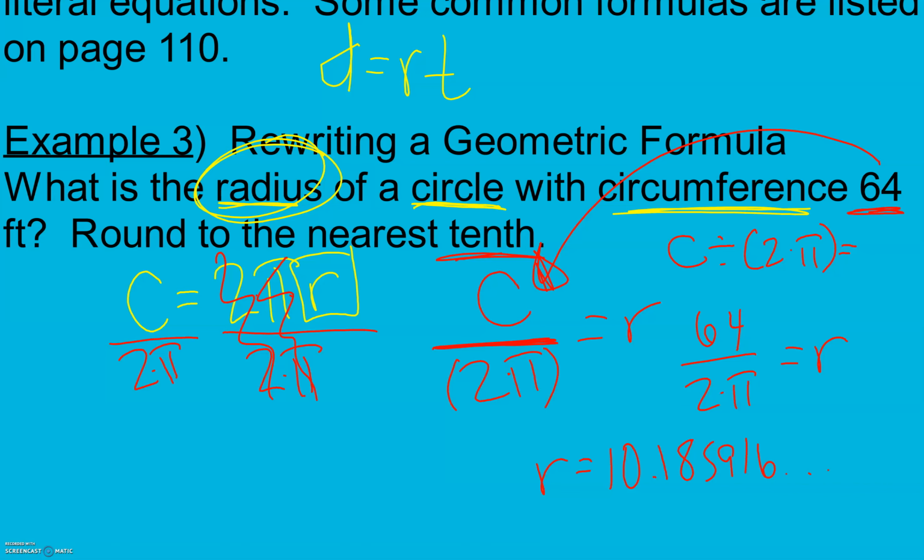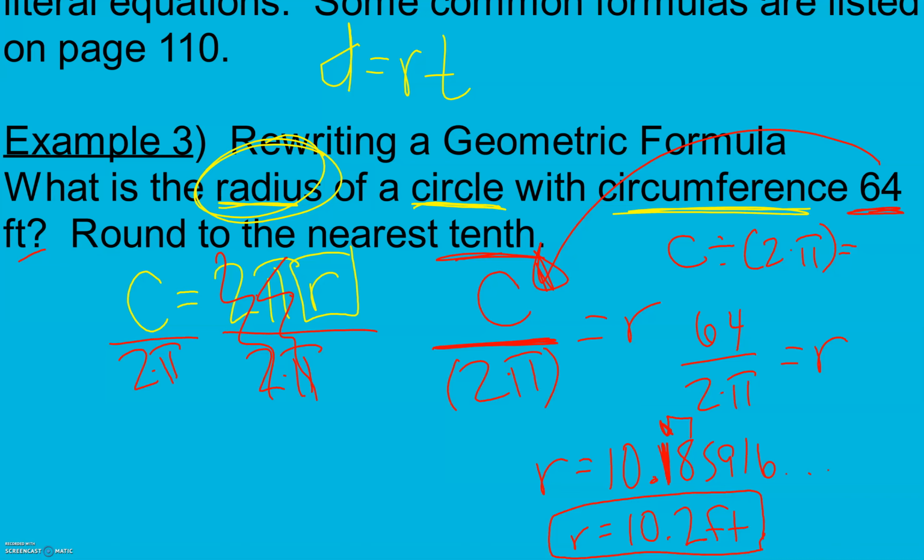I look here, one digit past where I'm trying to round to. So I look at the 8. 8 rounds up. So my radius is approximately 10.2, and this is feet. And again, 5 or higher rounds up, 4 or lower rounds down.